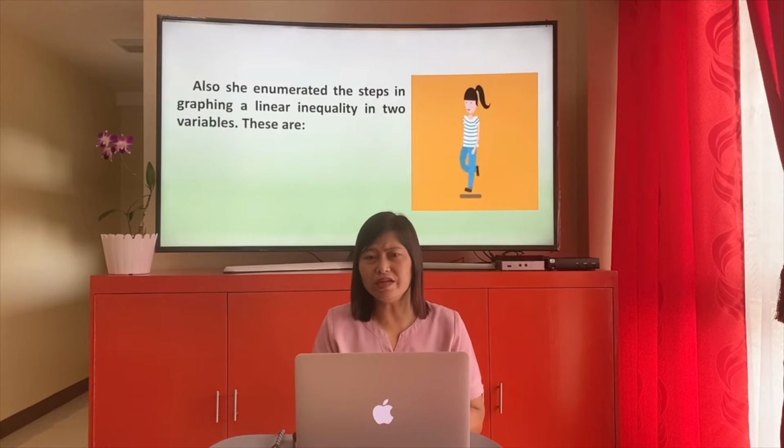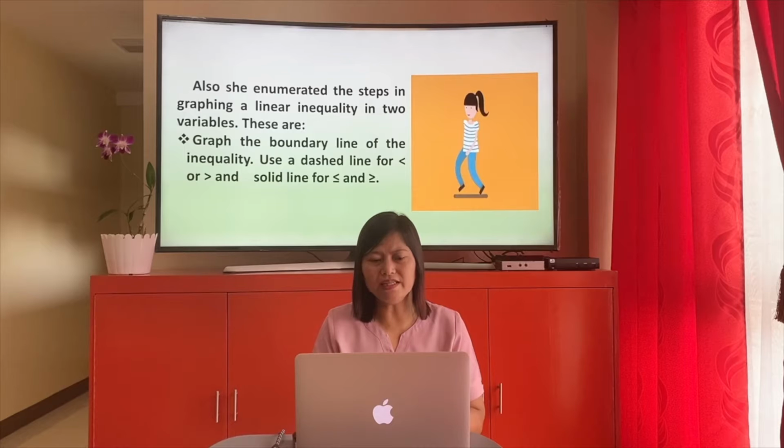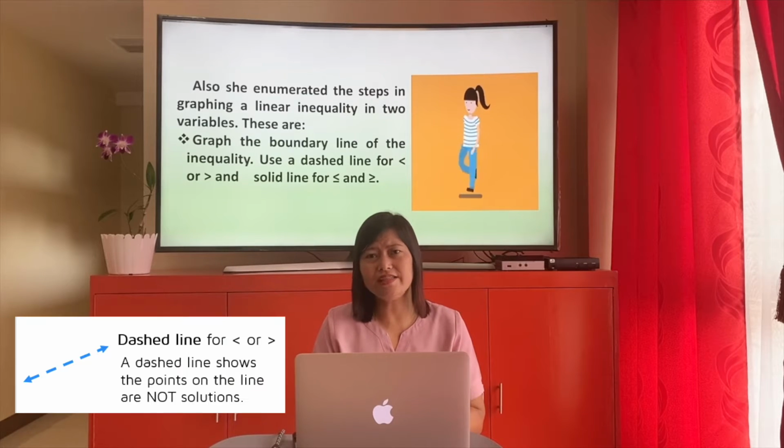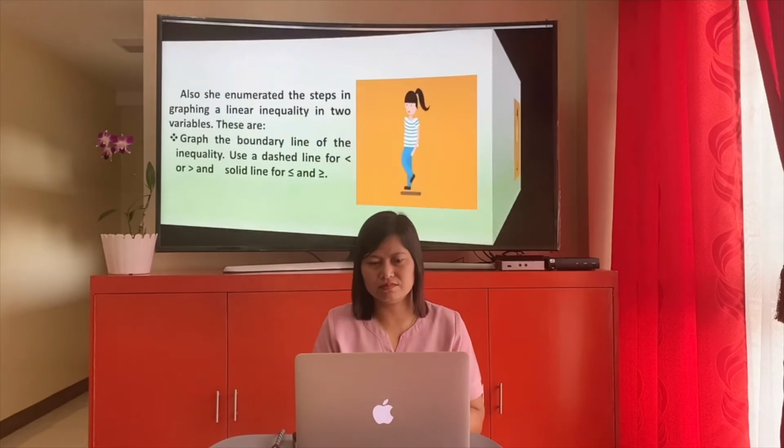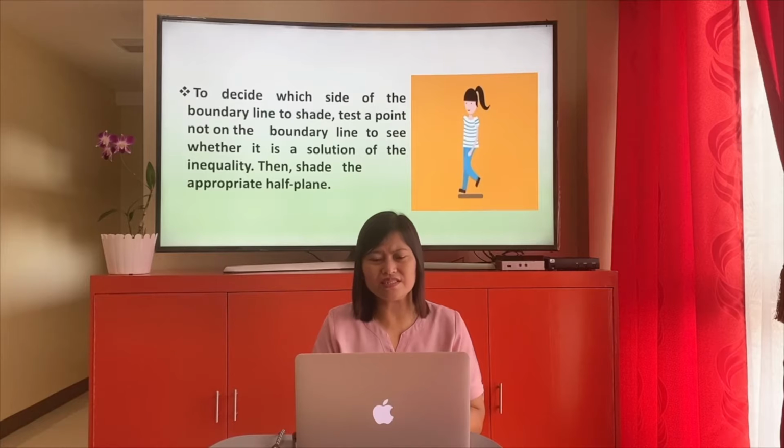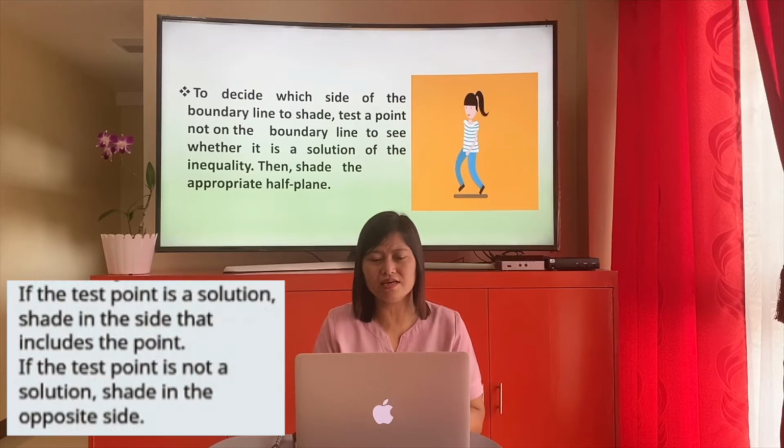Also, she enumerated the steps in graphing a linear inequality in two variables. These are: graph the boundary line of the inequality, use a dashed line for less than or greater than, and a solid line for less than or equal to and greater than or equal to. To decide which side of the boundary line to shade, test a point not on the boundary line to see whether it is a solution of the inequality. Then, shade the appropriate half plane.